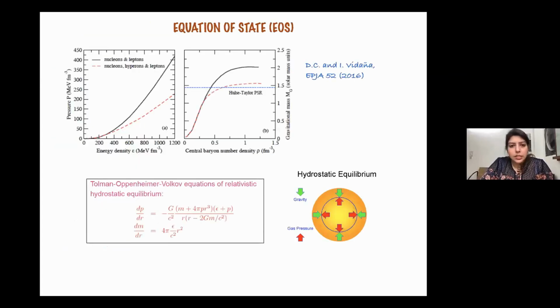The reason is this. If I go back to my previous slide, the appearance of new degrees of freedom in the form of hyperons, for example, would lead to a softening of the equation of state, a lowering of the pressure because of new degrees of freedom, and correspondingly a lower maximum mass.